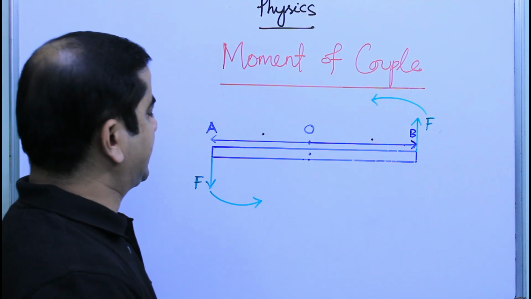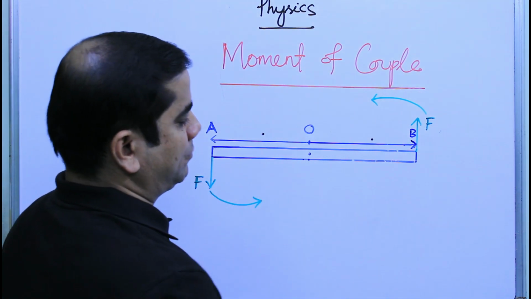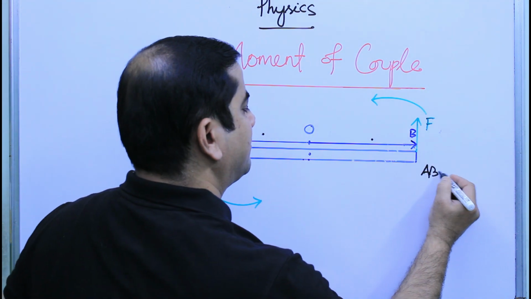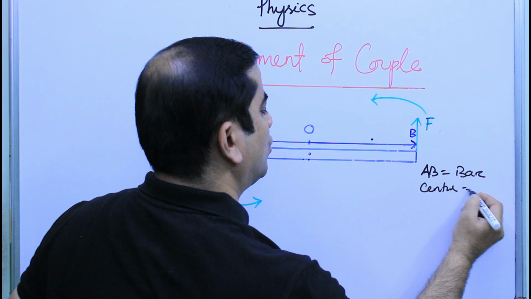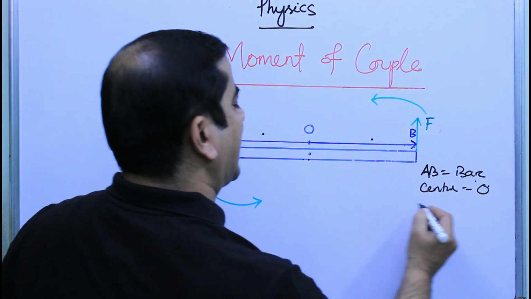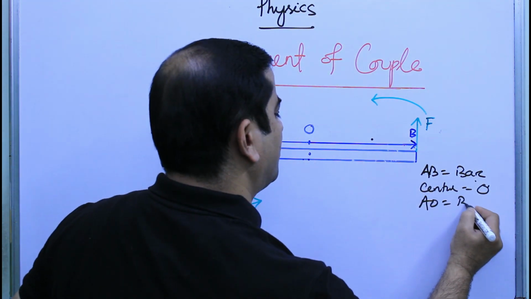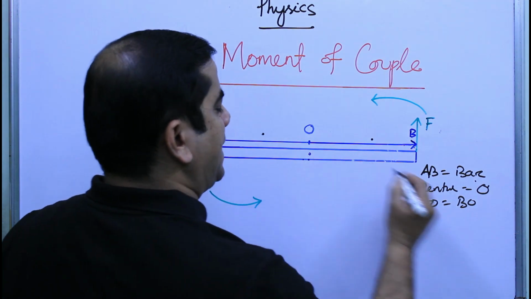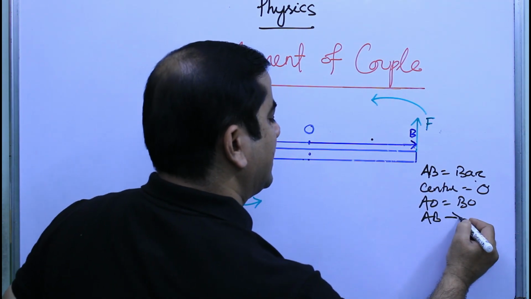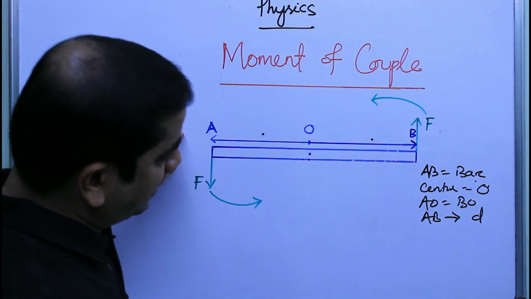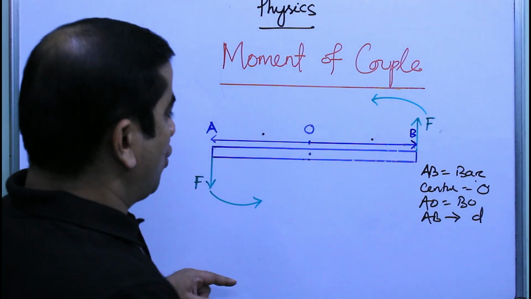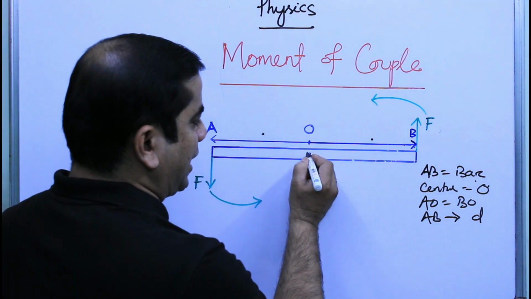Okay, here you can see there is a bar AB. AB is a bar and the center is O. Center is O, that means AO is equal to BO. And AB has a distance of, suppose, D.